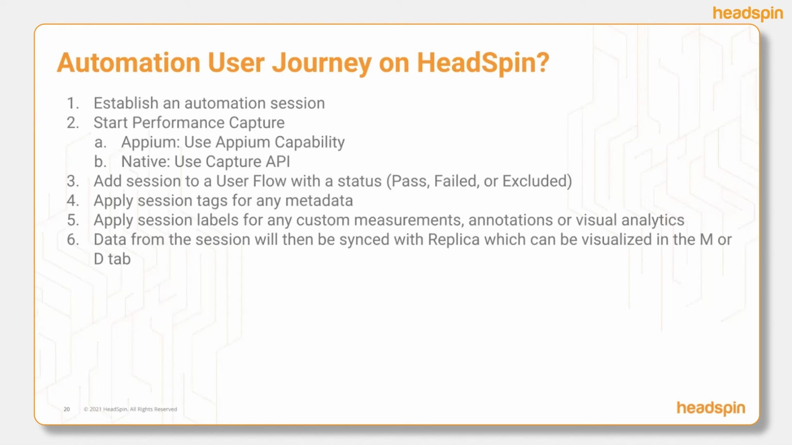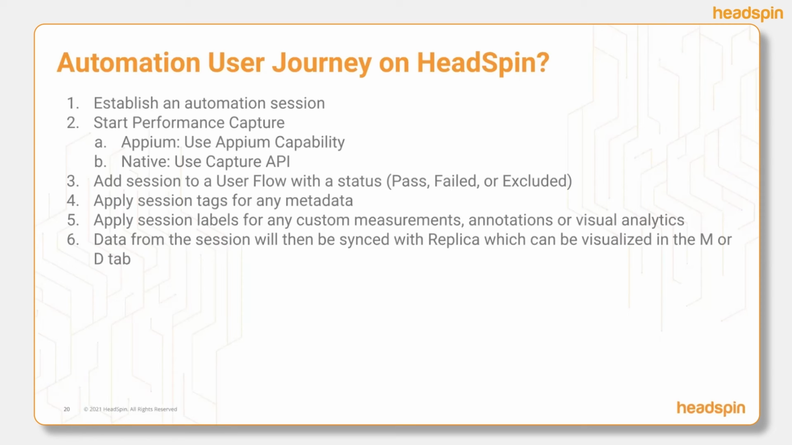So one, you establish an automation session. This could be Espresso, this could be Appium. There's really no difference, right? You have to establish that automated session, and the means to do that doesn't really matter in this case, because the user journey should be the same. From there, you start a performance capture, right?